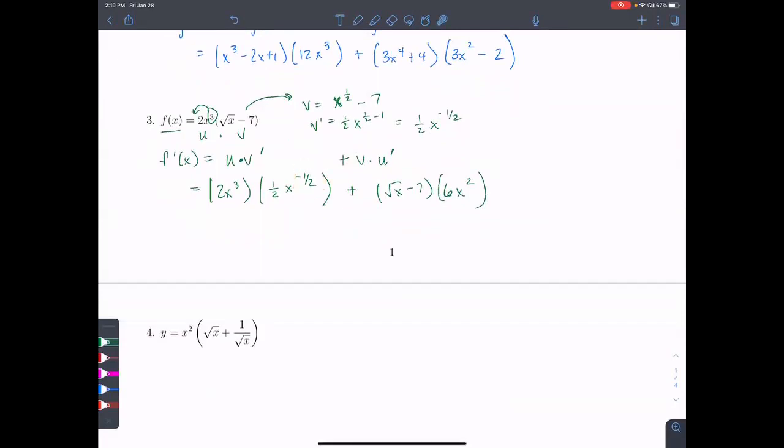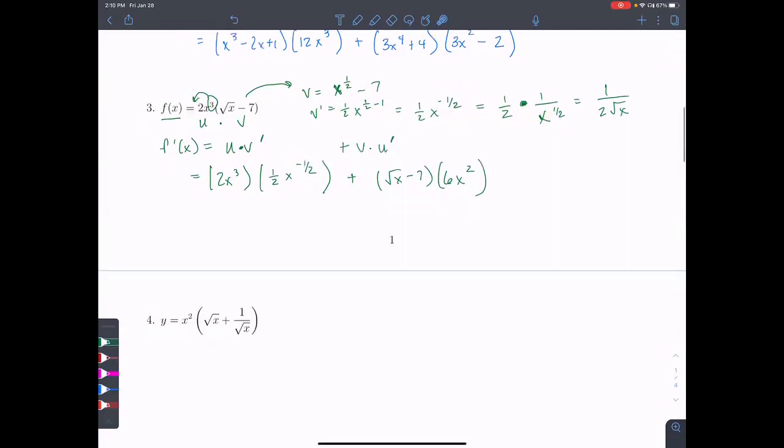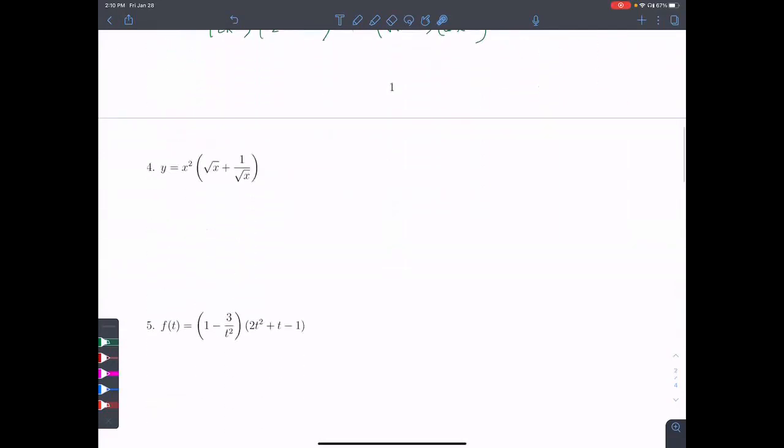I should go back and check. But if it's not, you would go back. This would be 1/2 times 1 over x to the 1/2, or that would reduce to 1 over 2 square root of x. If you have a negative in the exponent, you can move it to the denominator and make it a positive exponent. Okay.